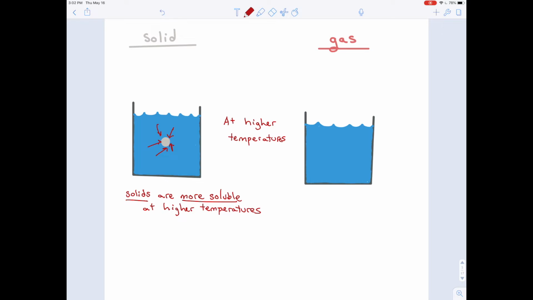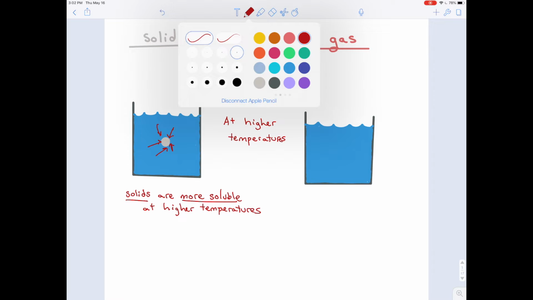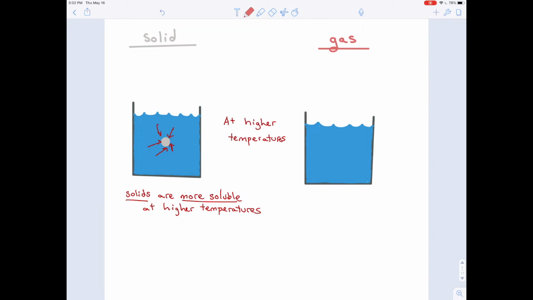Okay, what happens when you put a gas into a container? Well, a gas can be dissolved in a liquid. That may not seem as intuitive, but for example, if you've ever opened a soda bottle or a champagne bottle and heard the pop or the fizz, that fizz is coming from a bunch of gas that was dissolved in the liquid. And when a gas is dissolved in a liquid, it's dissolved in lots and lots of tiny little bubbles.